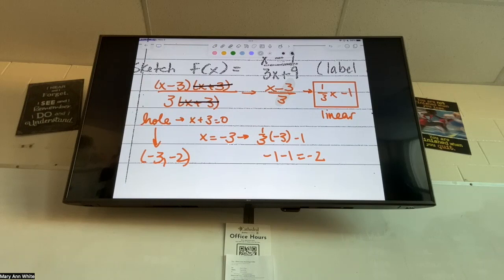I can graph that hole and I can graph this line. We've been graphing lines since freshman year. We can graph that line. As long as we make sure there's a hole where we need to have a hole, then we are good to go.